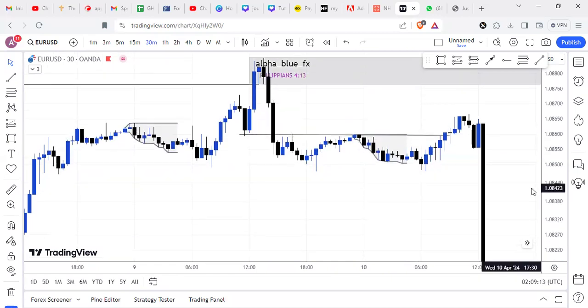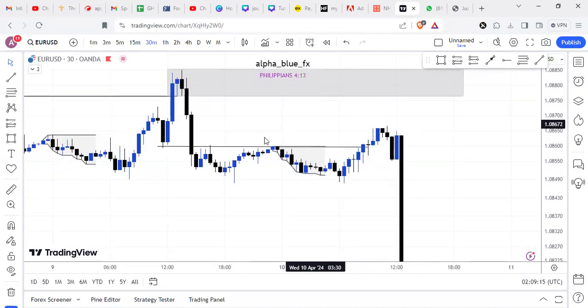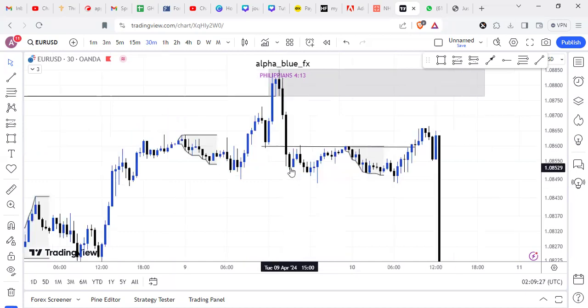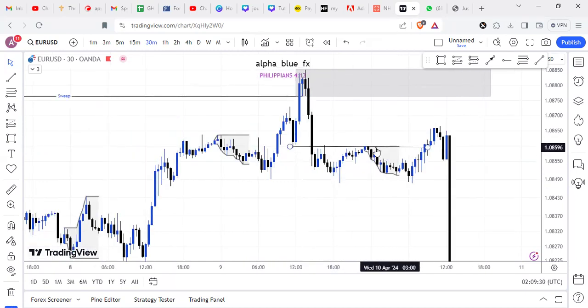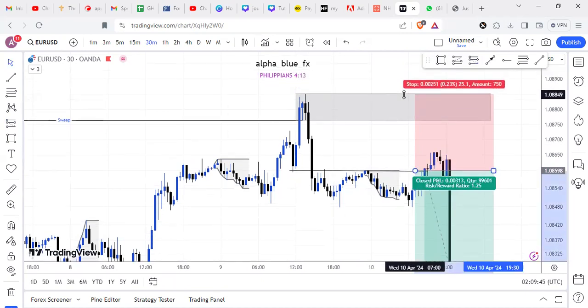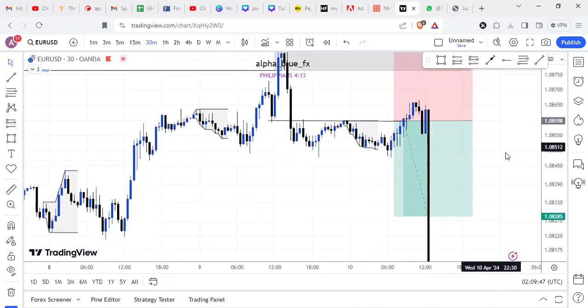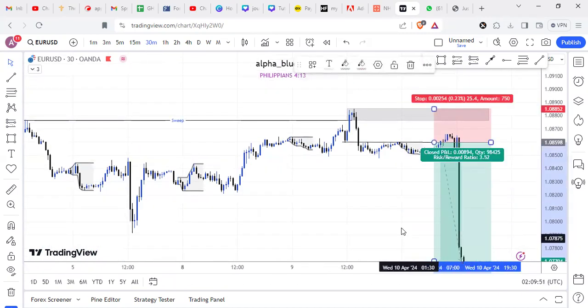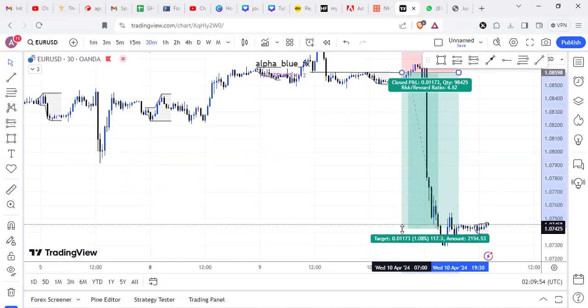So what did price do? Price didn't come all the way to the area of supply, but it came into this breaker block and tapped it. And this breaker block happens to be aligning with the Asian high. This right here is an Asian high and low tool that I use. So this breaker block aligns perfectly with the Asian high. Price just came, took out the Asian high, tapped into the breaker block, and it sold off. So even if you sold from here and put your SL above, you would still have been able to catch this crazy CPI move.